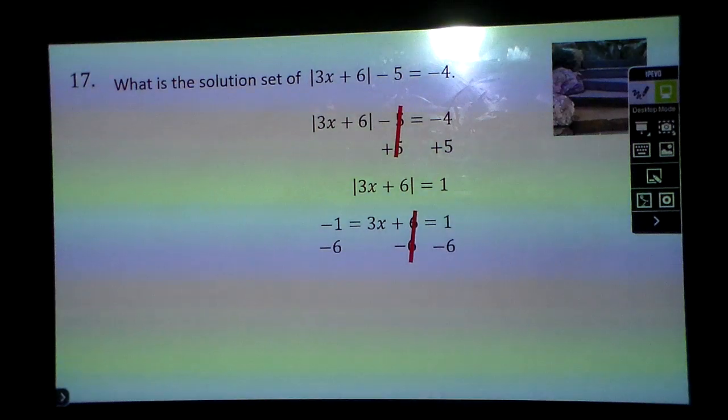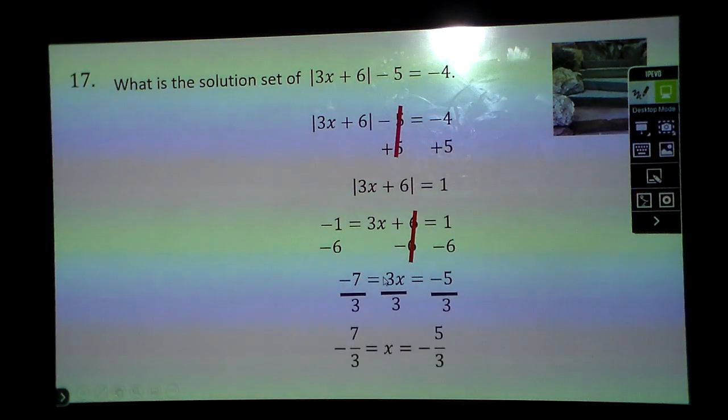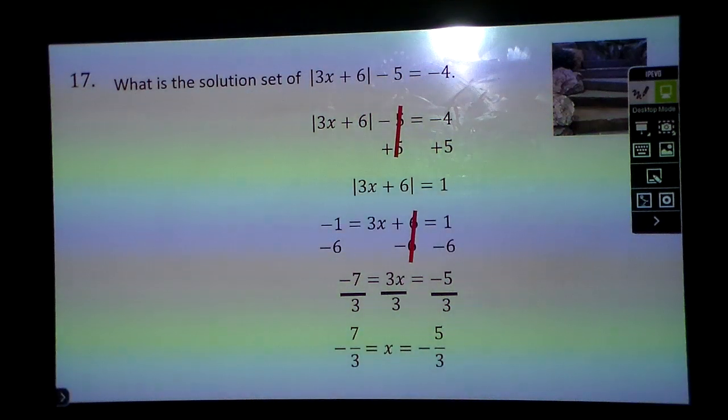This is my little trick. I kind of do all three at once. So negative 1 minus 6 is negative 7, and 1 minus 6 is negative 5. Now I'm going to divide everything by 3. Those will cancel out. So here's my answer: negative 7/3 and negative 5/3.